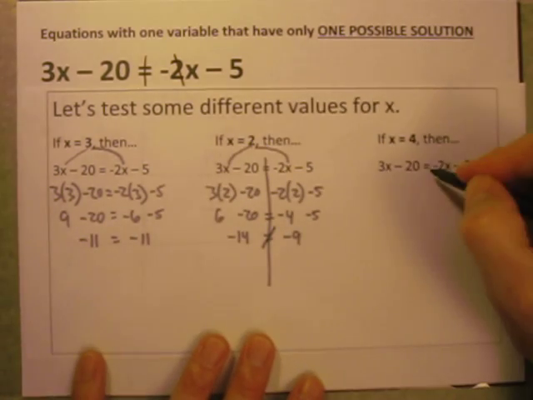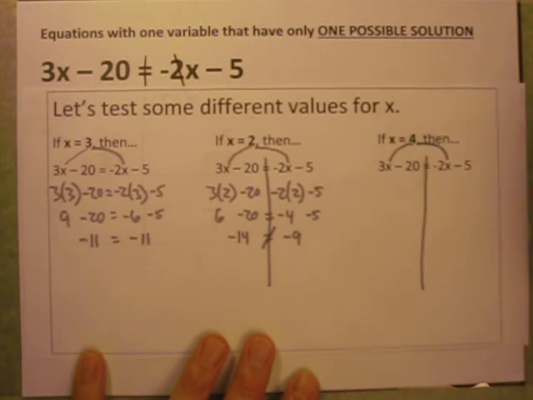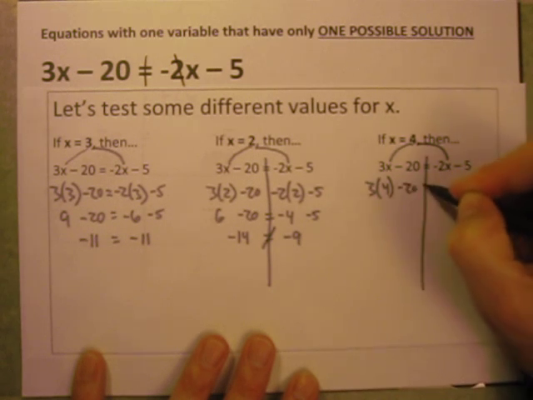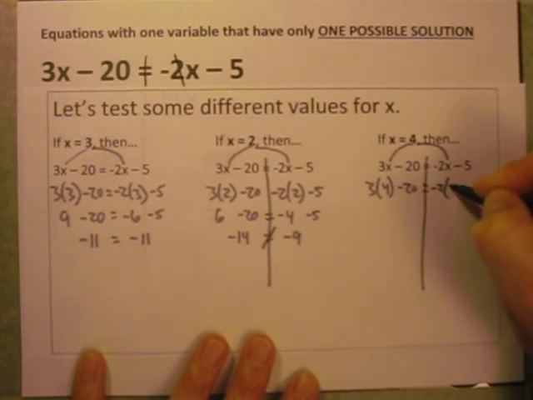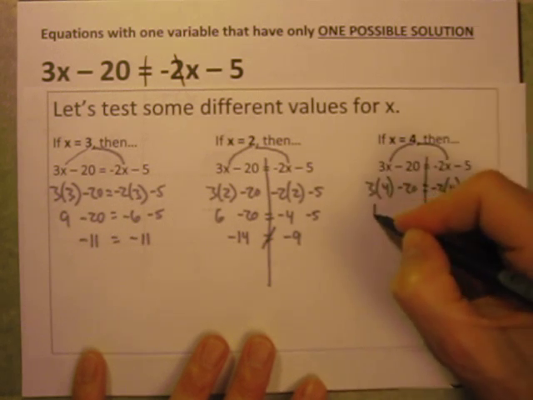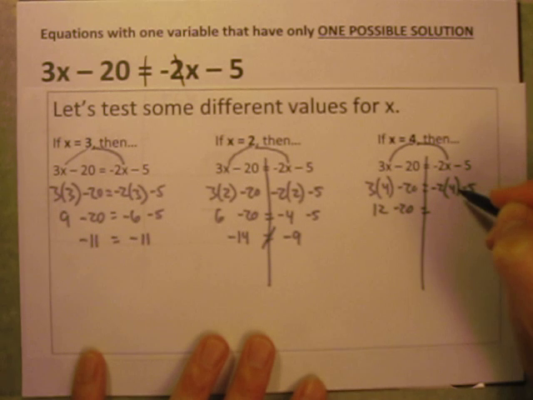How about when x is equal to 4? Let's substitute 4 in for x. 3 times 4 minus 20. Negative 2 times 4 minus 5. 3 times 4 is 12 minus 20. Negative 2 times 4 is negative 8 minus 5.